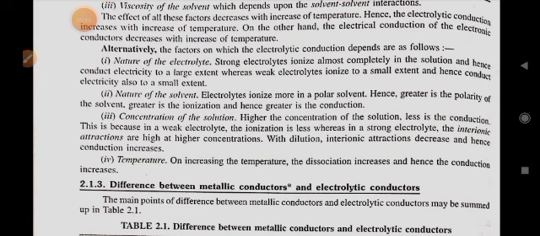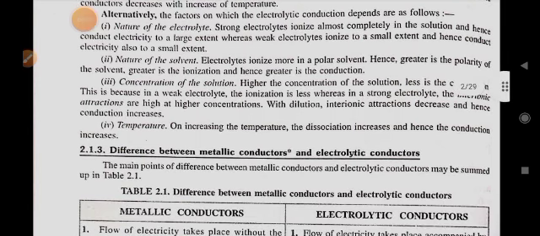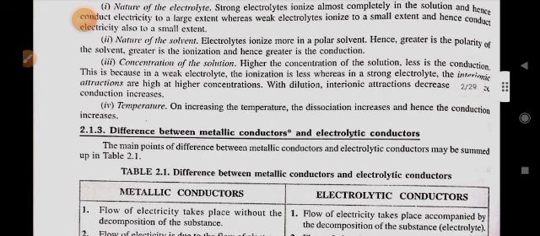Concentration of the solution. Higher the concentration of the solution, less is the conduction. This is because in a weak electrolyte the ionization is less, whereas in a strong electrolyte the interionic attractions are high at higher concentration. With dilution, interionic attractions decrease and hence conduction increases. Temperature. On increasing the temperature, the dissociation increases and hence the conduction increases.